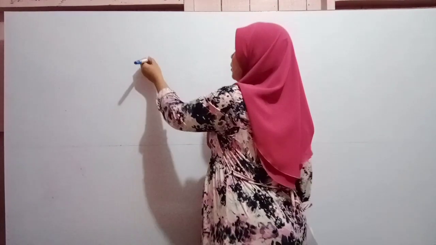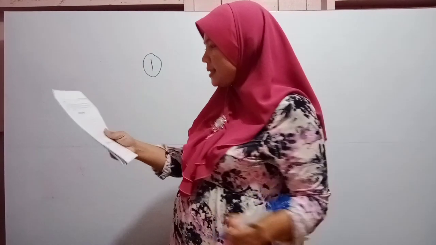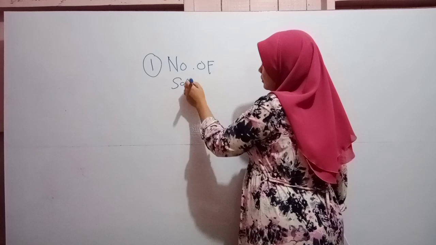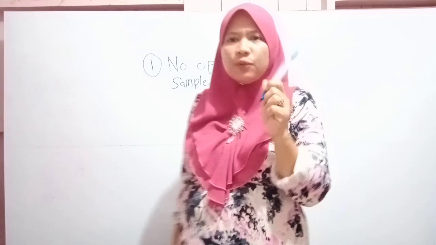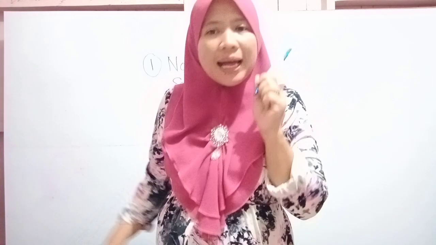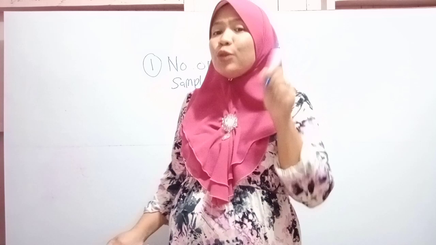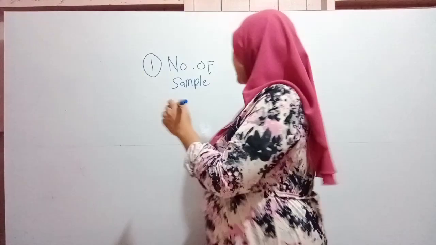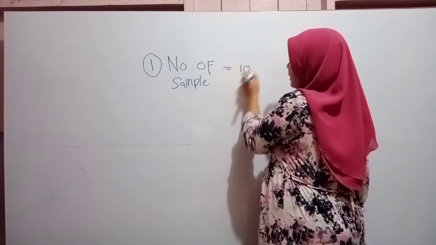So tadi saya kata three important information given by the question. The first one, you need to jot down number one, is number of sample. You need to find out number of sample. Number of sample dia akan bagi tahu dalam soalan. Mudahnya ialah dalam table ni, kelas, dia bagi dah number of sample, which is 10. So 10 samples.